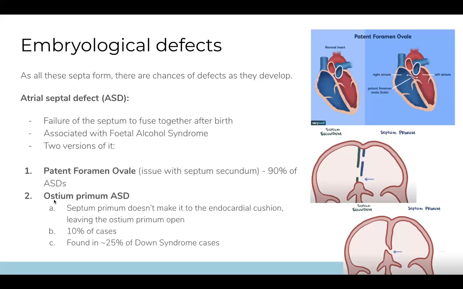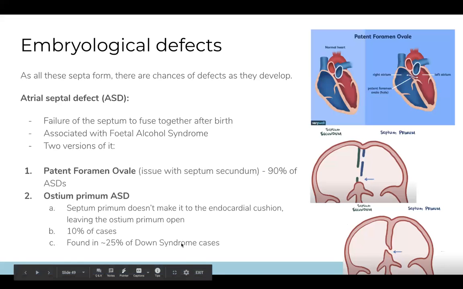And then you have ostium primum atrial septal defect, and that's when your septum primum doesn't quite make it to the endocardial cushion, which leaves that open. So technically speaking, it's not the typical foramen ovale path that's open. Another pathway is still open, and that can be associated with Down syndrome.